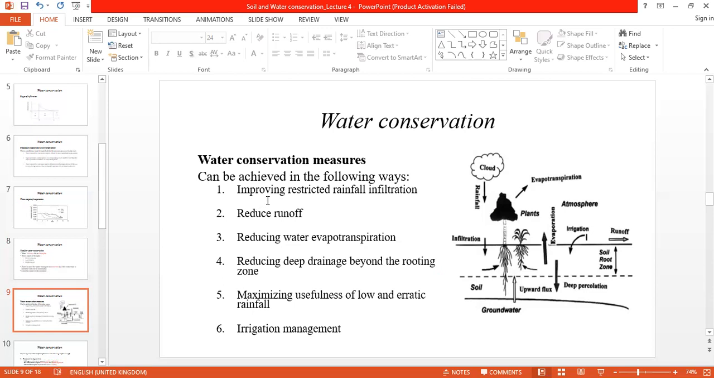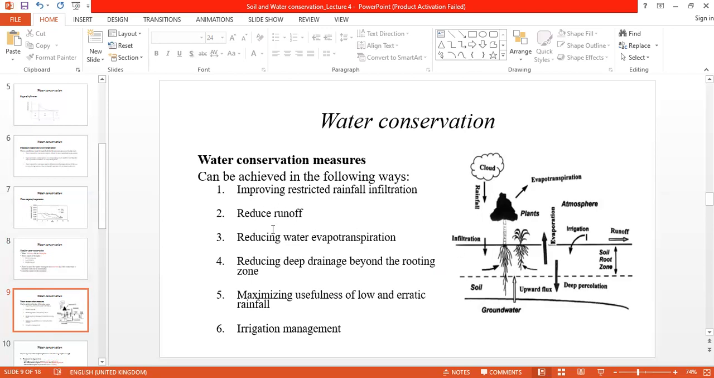So first of all, we have to improve restricted infiltration. If there's any hindrance for water going into the soil, we must improve it so that this water goes into the soil. It does not run off. So as the rain comes, we want all of it to move in. So we need to manipulate the surface of the soil so that the rain goes into the soil.